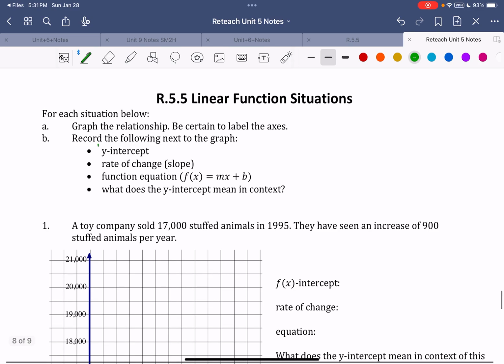Actually, that's the f of x intercept. The rate of change, which is a fancy way of saying slope. The equation, we're putting it in the form y equals mx plus b, or f of x in this case. And what does the f of x intercept mean in context of our story?